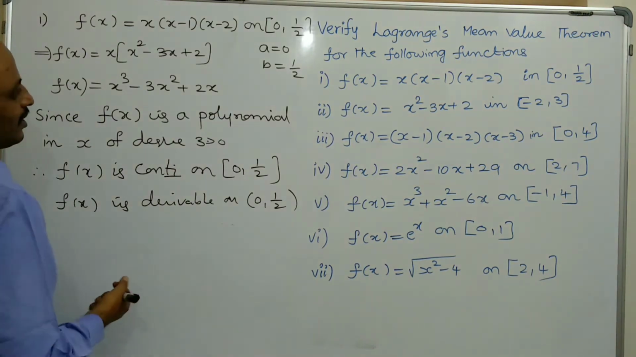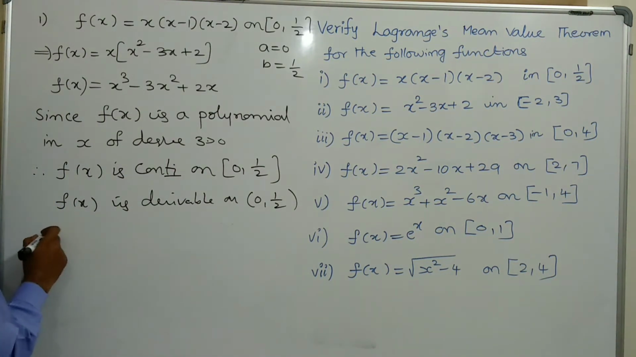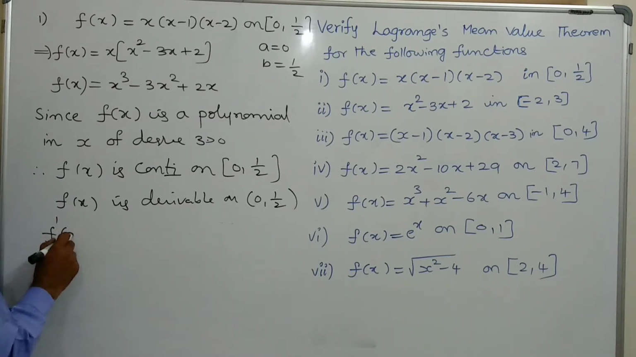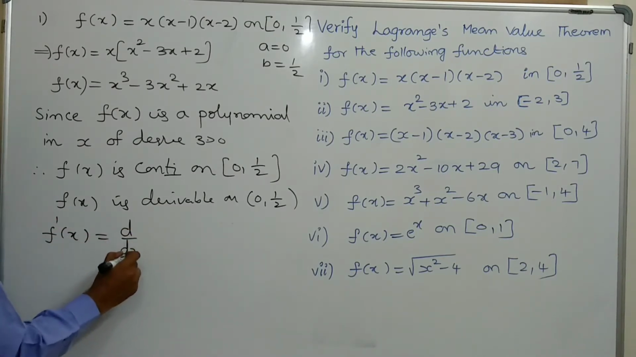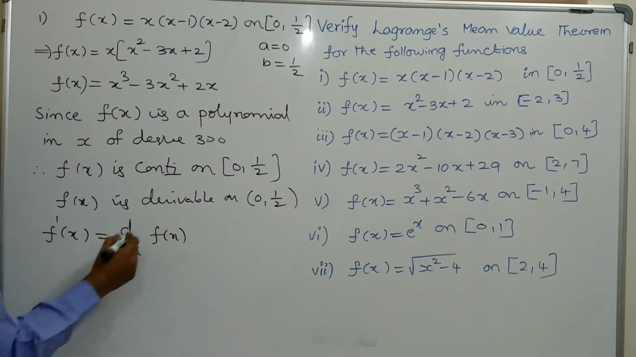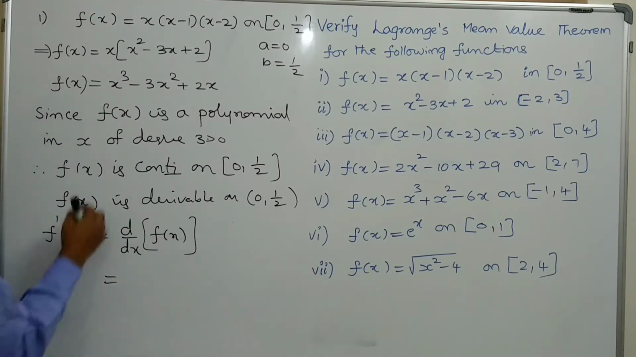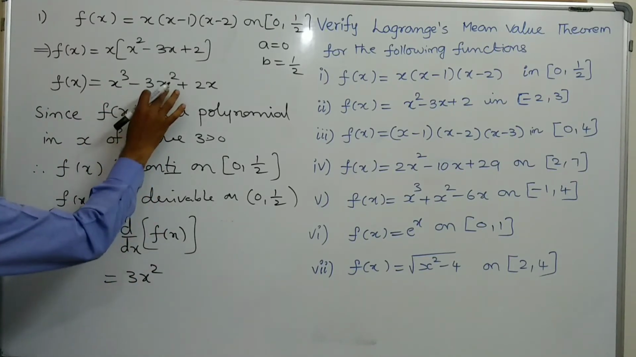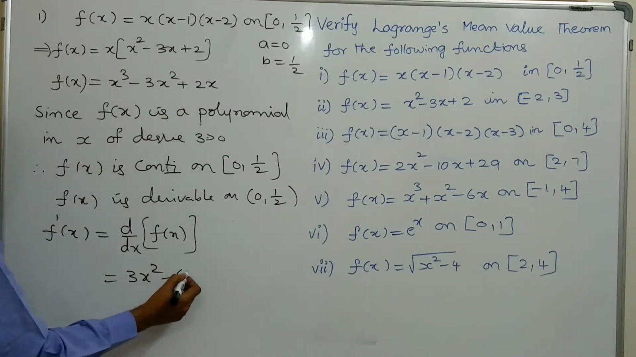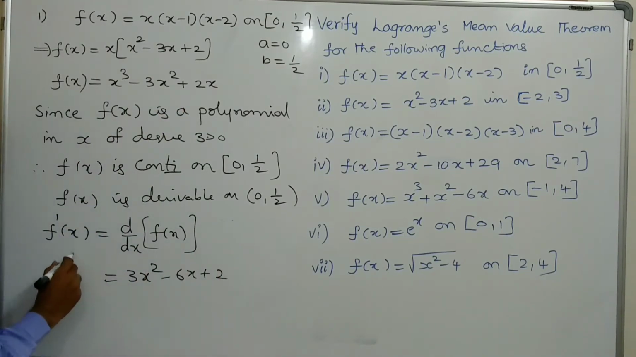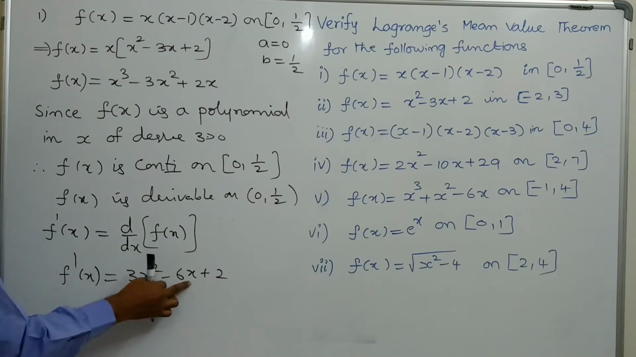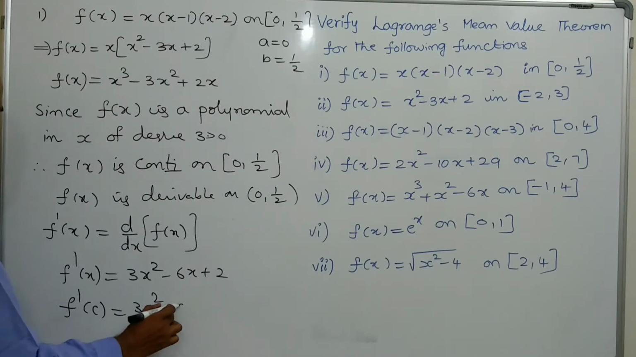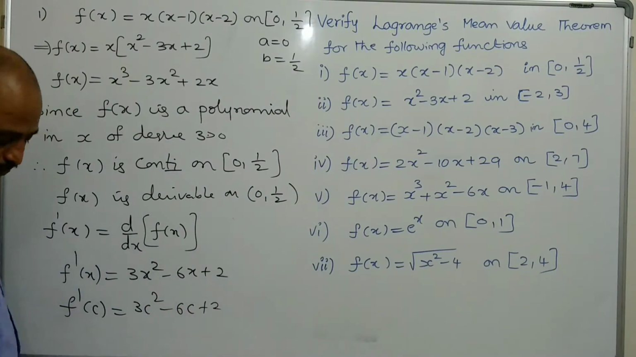Now we check f dash of c. What is to check f dash of c? You have to find f dash of x. F dash of x means d by dx of f of x, the derivative of f of x. X cube derivative 3x square. X square derivative 2x, you get minus 6x plus 2. F dash of x is equals to 3x square minus 6x plus 2. F dash of c is equals to 3c square minus 6c plus 2.